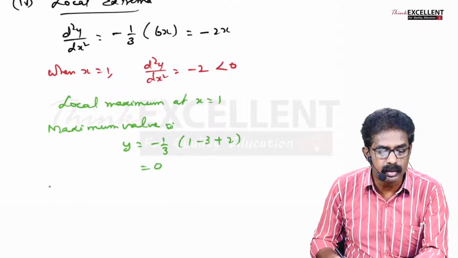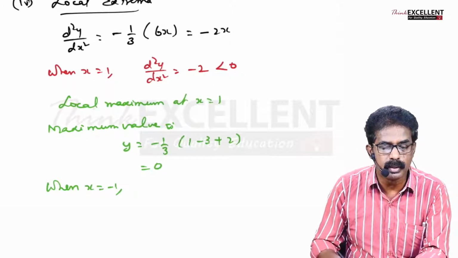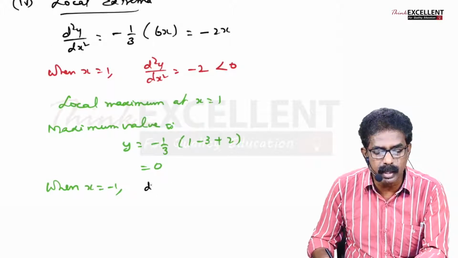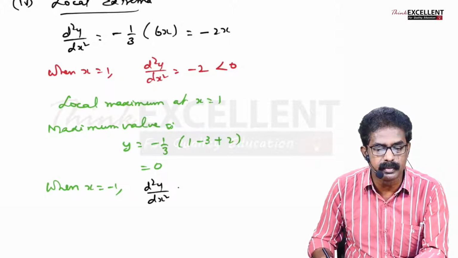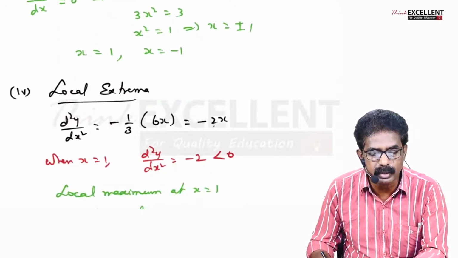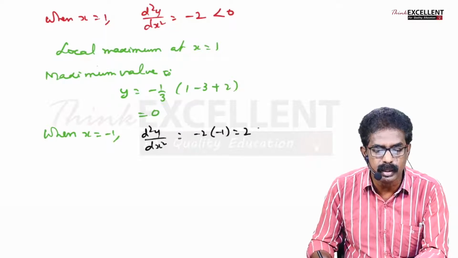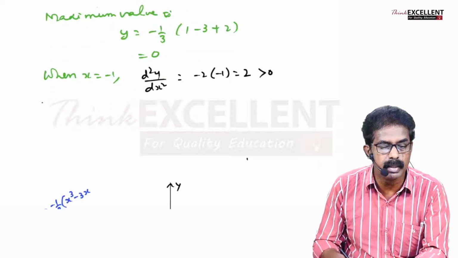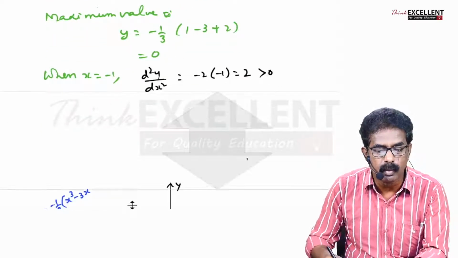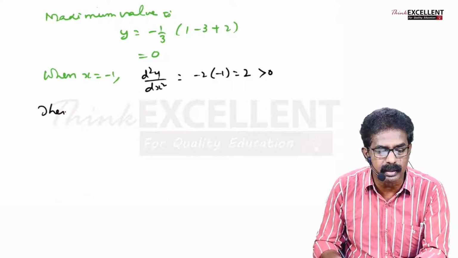Then you take the second point when x equal to minus 1. So you substitute in the second derivative d square y by dx square, x you are giving minus 1. So minus 2 into minus 1, it is 2, greater than 0. So there is a minimum when x equal to minus 1.